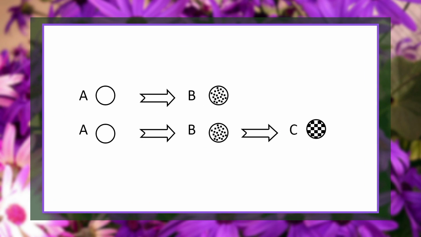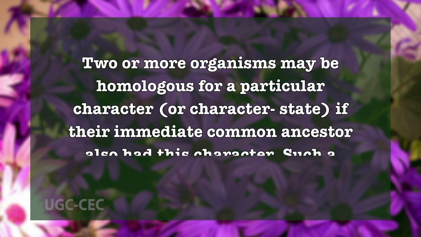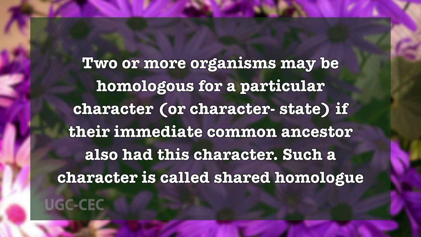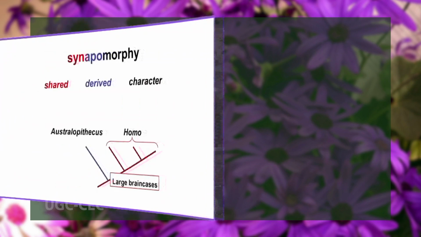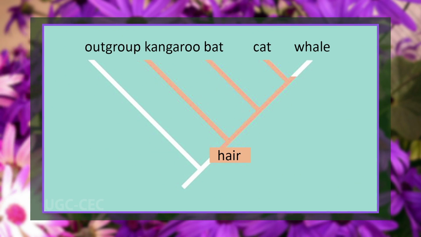In an evolutionary transformation series representing the characters A, B and C as displayed in the figure, B is apomorphic in relation to A, but it is plesiomorphic in relation to C. Two or more organisms may be homologous for a particular character if their immediate common ancestor also had this character. Such a character is called a shared homologue. If the character state is present in the immediate common ancestor but not in the earlier ancestor, that is, the character state is a derived one, the situation is known as synapomorphy. If the character state is present in the immediate common ancestor as well as in the earlier ancestor, that is, an original character state, the situation is known as symplesiomorphy.